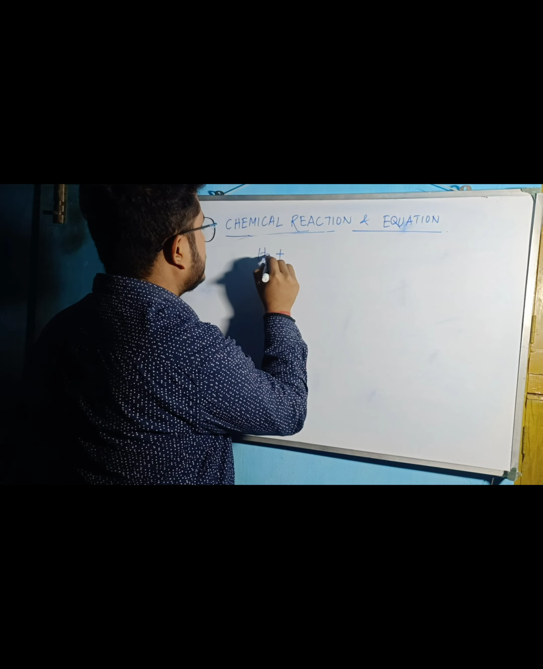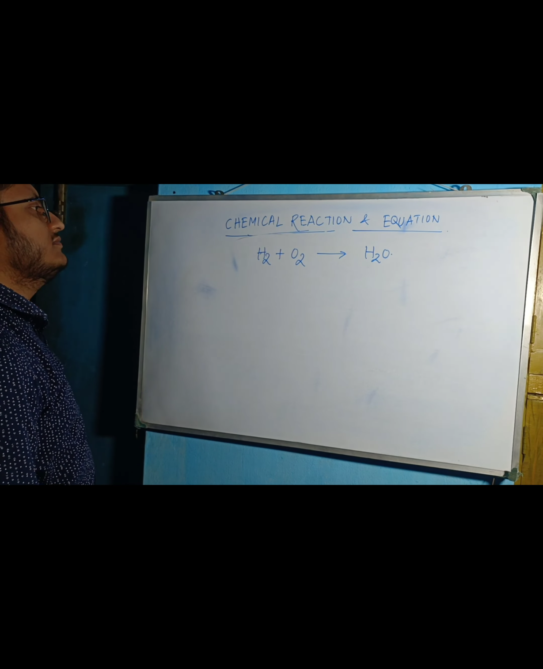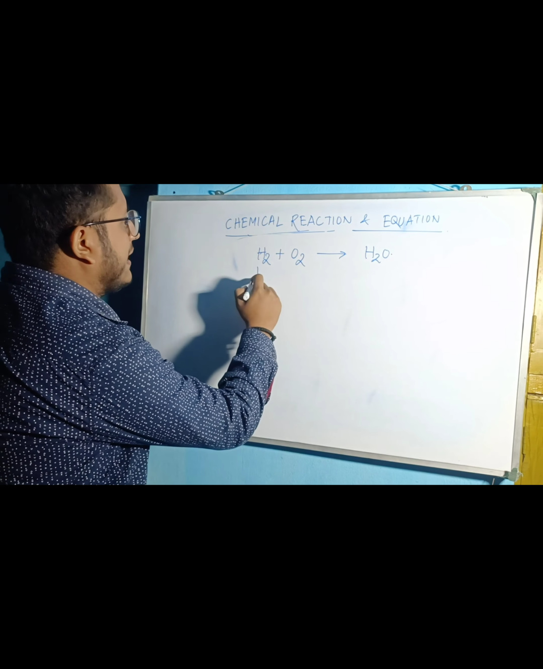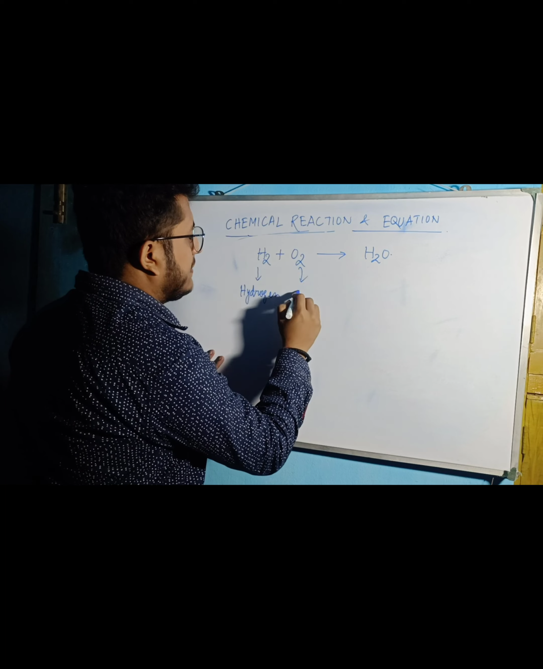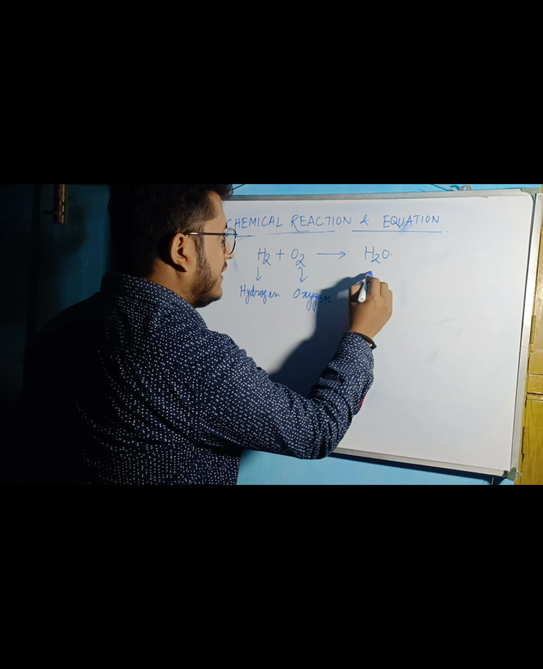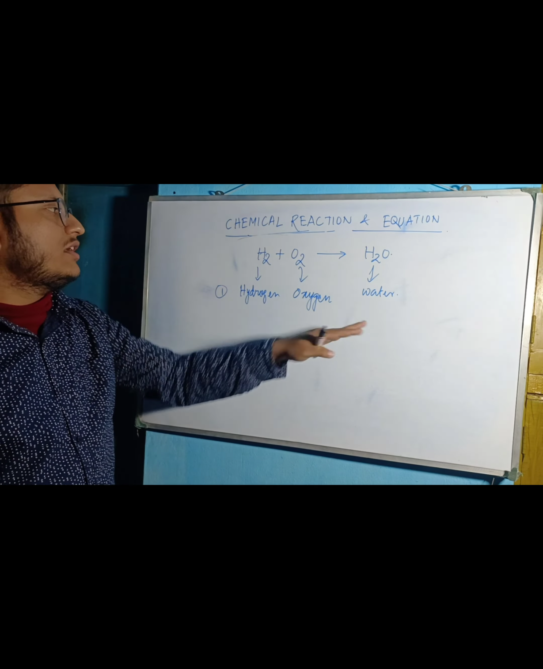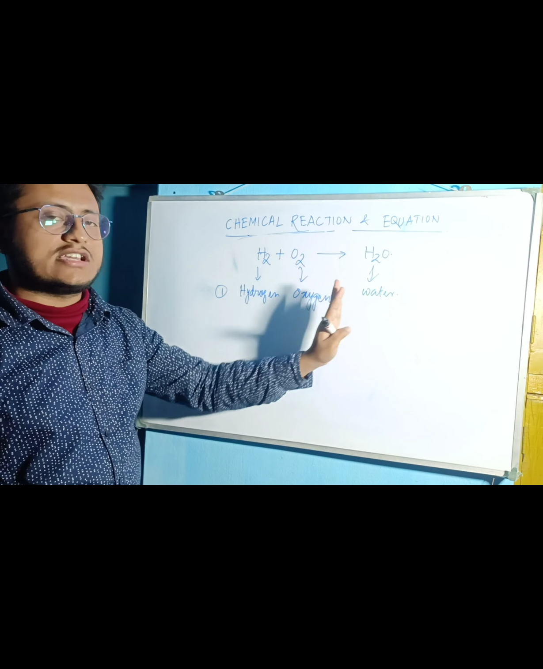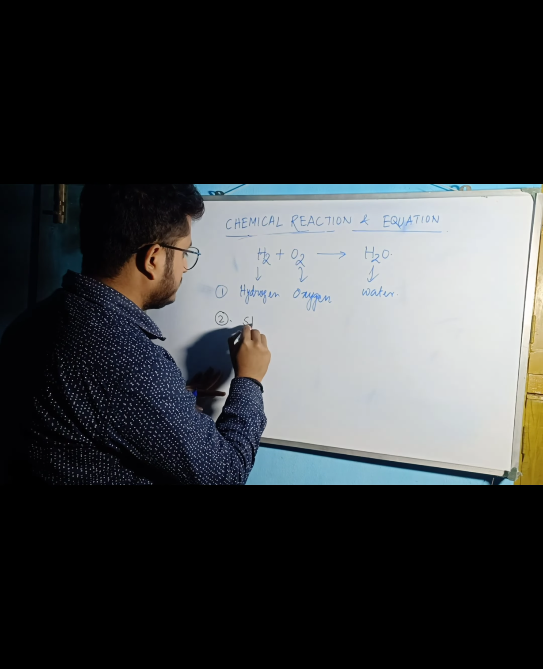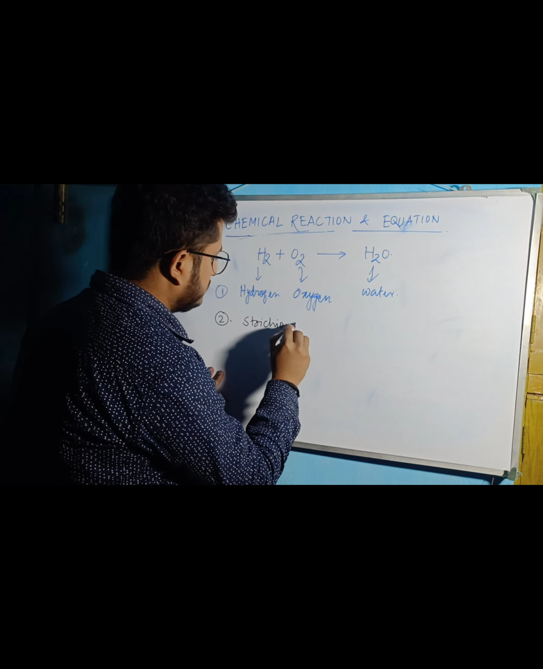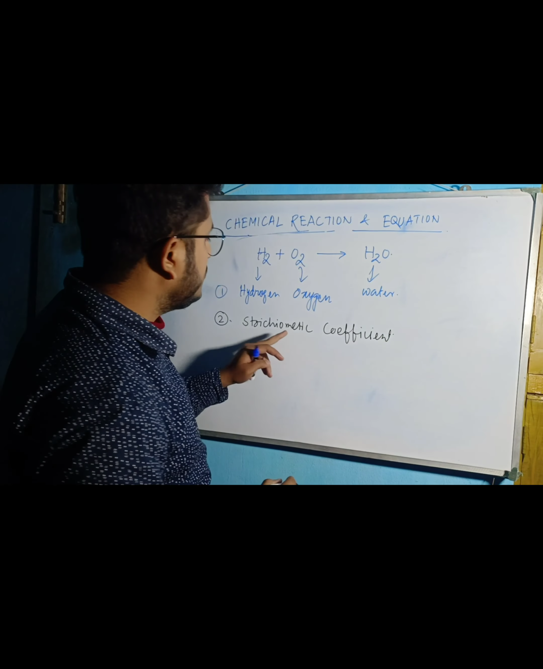Take an example: hydrogen plus oxygen gives water. In this reaction, this is the chemical formula of hydrogen, this is the chemical formula of oxygen, and this is the chemical formula of water. So the first criterion is done. Hydrogen, oxygen and water, and their chemical formulas are exact. Second thing is the stoichiometric coefficient. Why do we use the stoichiometric coefficient?